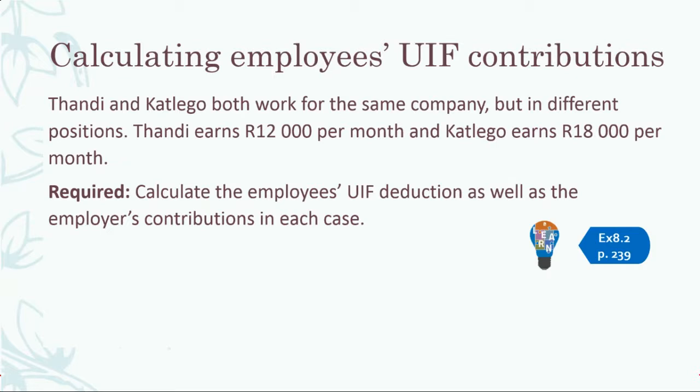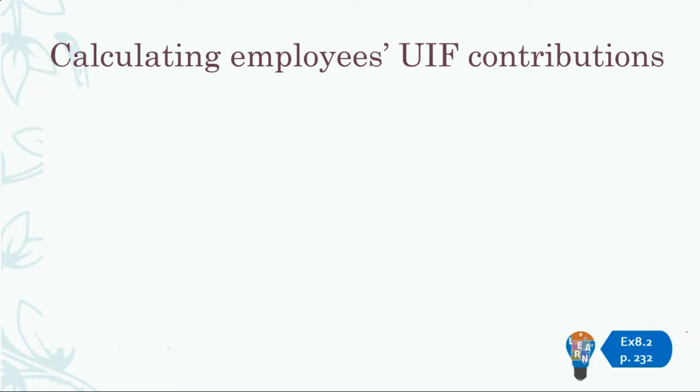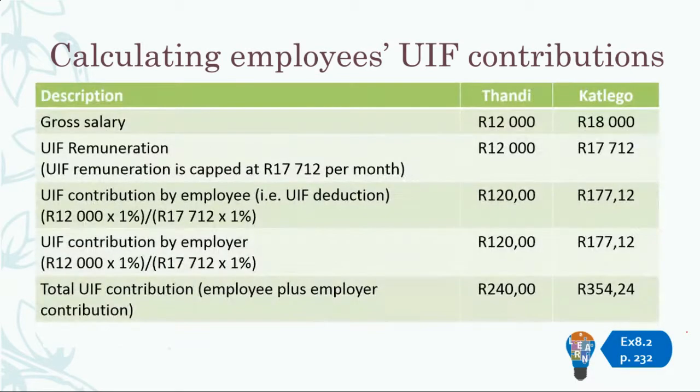Okay, so Liwe says yes, and that is absolutely correct. Katlego actually earns more than the maximum in terms of our UIF calculation. So his salary exceeds the 17,712 per month. So his will be capped at that amount, and Tandy earns less than that. So we will actually use Tandy's amount when doing the calculation. So let's look at how we do the calculation.